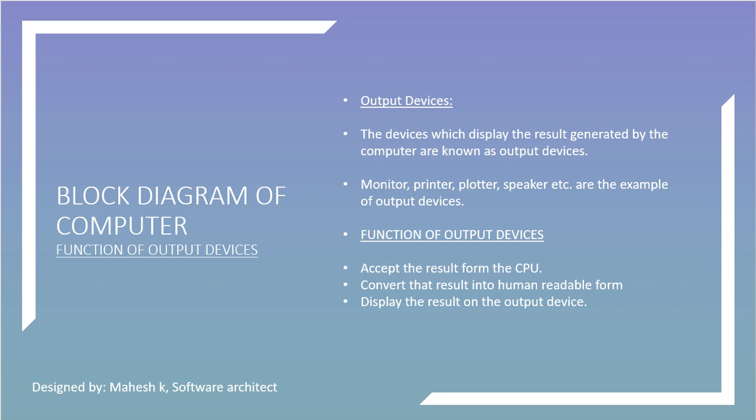So we have given the input, the CPU processes it and gives the result to the output device to display the data or print the data. It takes input from the CPU and converts the result into a human readable format, so that you can understand and see exactly what is written, what is printed, and the sound.